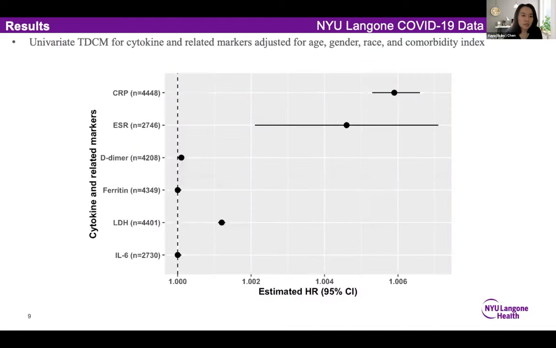And here's the univariate time-dependent Cox model for cytokine-related markers after adjusting for age, gender, race, and comorbidity. Among these biomarkers, IL-6 is not significant, and all the other ones are significant and have a hazard ratio larger than one, which indicates that the higher these biomarkers are, the higher the risk of death for the patients.